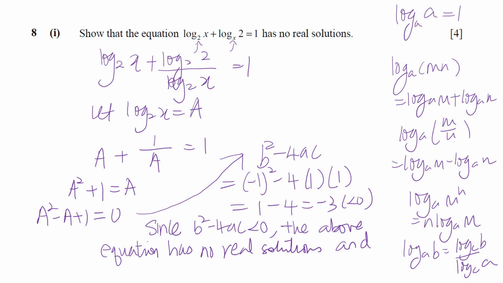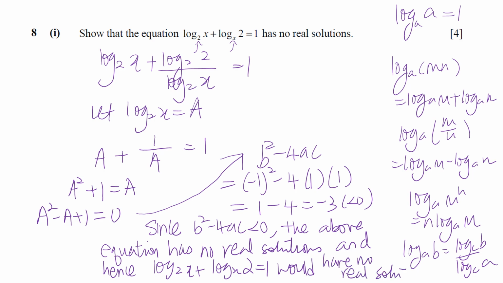and hence, because a is a substituted value for log x base 2, if a squared minus a plus 1 equals 0 has no real solutions, then of course log base 2 of x plus log base x of 2 to the power 1 also has no real solution. Would have no real solution. Okay, so this is how we do it.